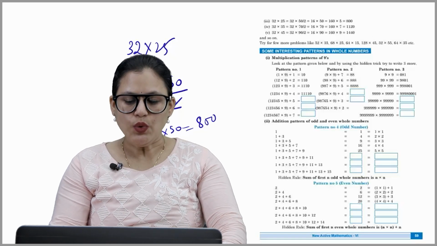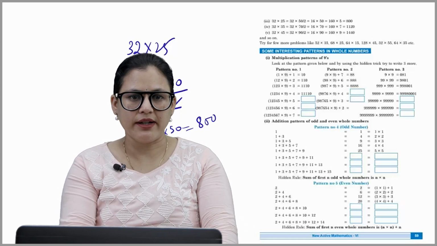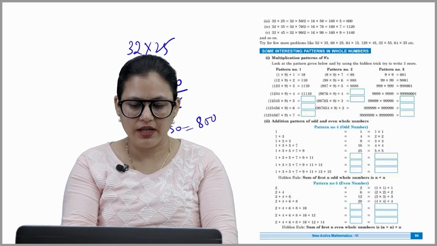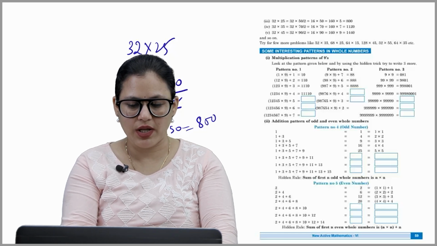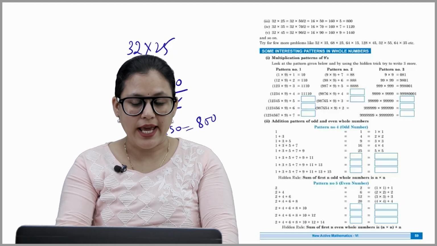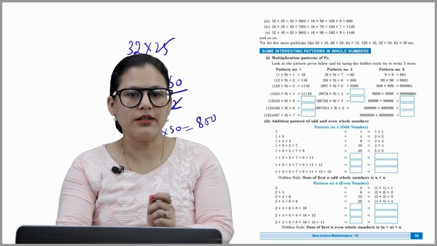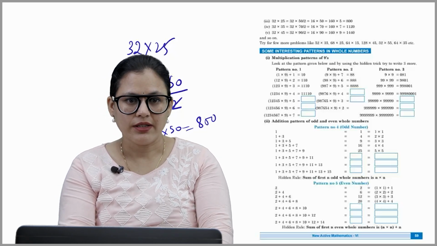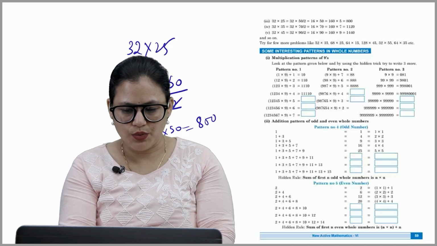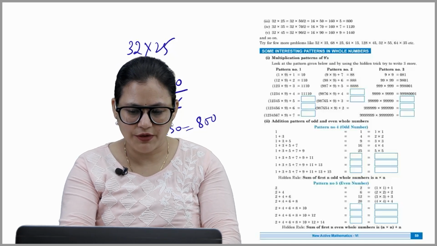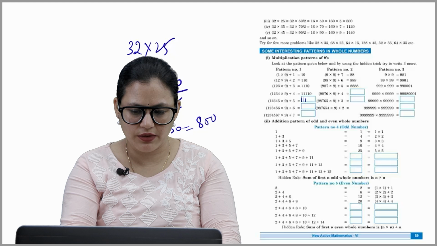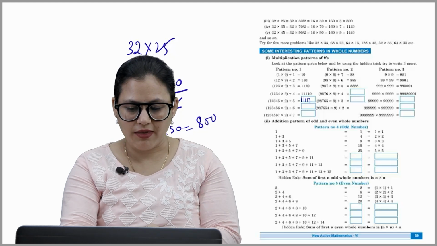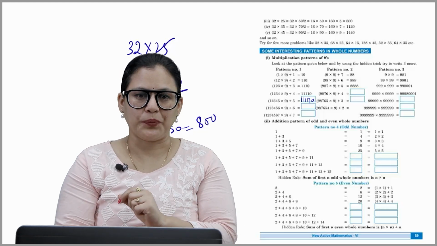Can you observe this pattern? Here the numbers are increasing, like 1, then 1, 2, then 1, 2, 3, then 1, 2, 3, 4. And here the number of ones is increasing. So here how many numbers are there? 1, 2, 3, 4, 5. So you will write here 5 ones, 1, 2, 3, 4, 5 and then 1, 0.